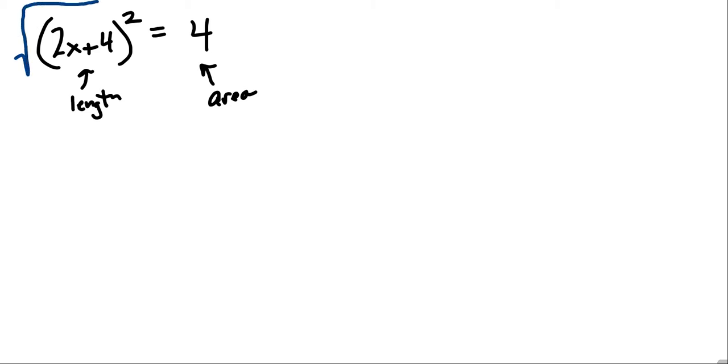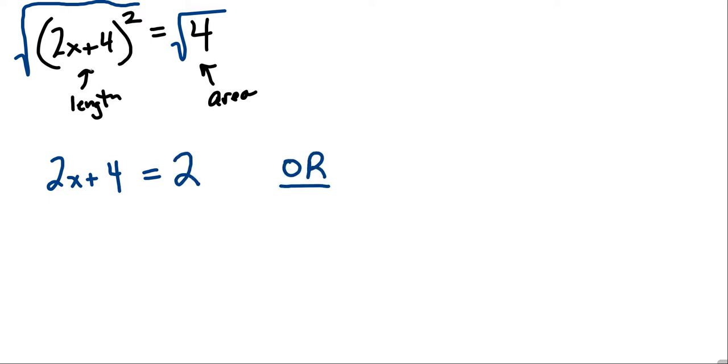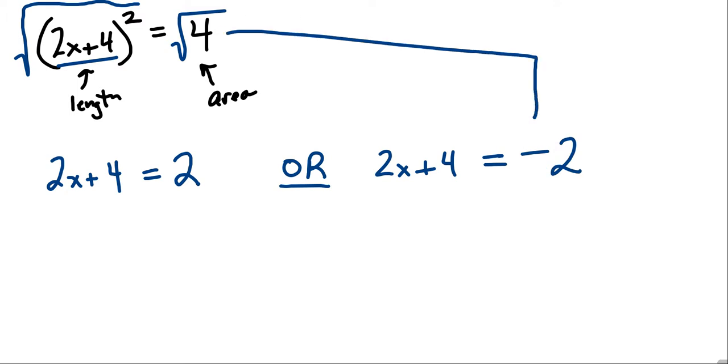We've seen so far that if we square root this, it seems to be quite convenient for us. If we undo this, we have 2x plus 4 equals the square root of 4, which could be 2. Or the original length, 2x plus 4, could be equal to negative 2. Again, that's the possibility of the negative of the root.